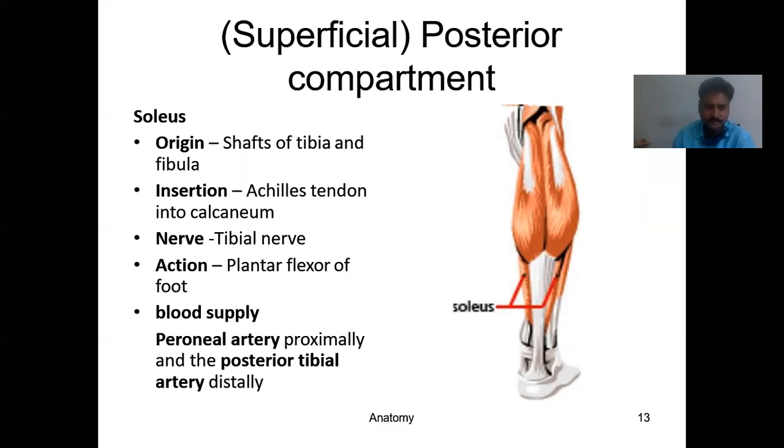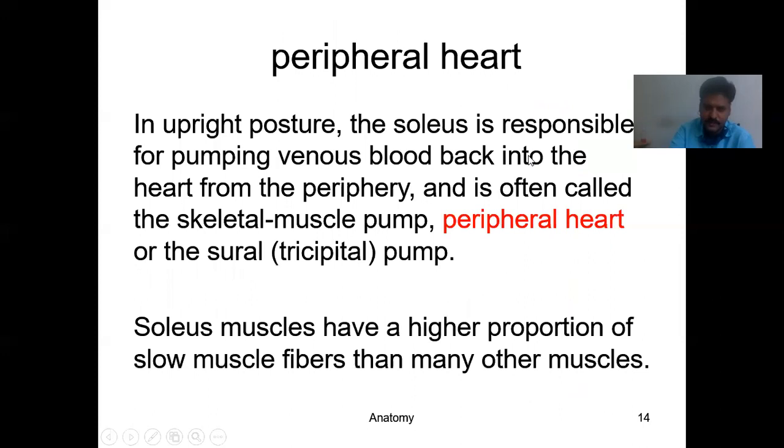So we have the soleus. The soleus arises from the shaft of the tibia and fibula. You know the soleal line on the tibia, which gives origin to the soleus. It is inserted into the Achilles tendon, into the calcaneus, supplied by the tibial nerve, and the action is the same, plantar flexion of the foot. Blood supply to the soleus is derived from the peroneal artery, which is a branch of the posterior tibial artery. It lies underneath the gastrocnemius, and in between the gastrocnemius and soleus is the tendon of the plantaris. So that's about the soleus.